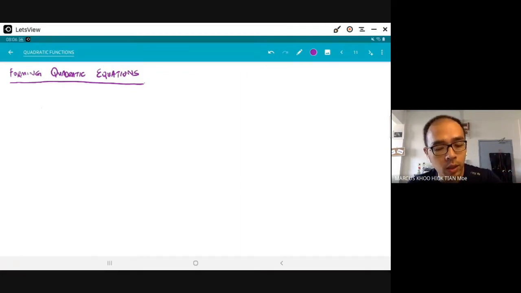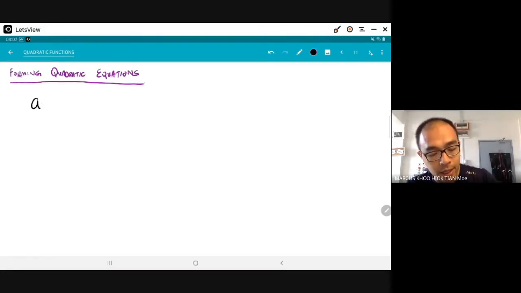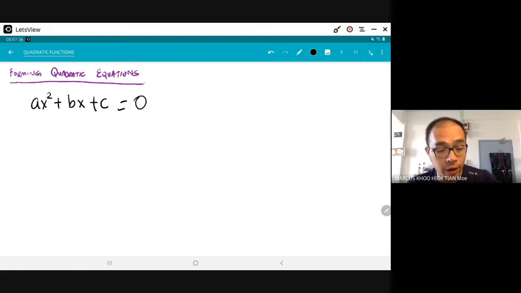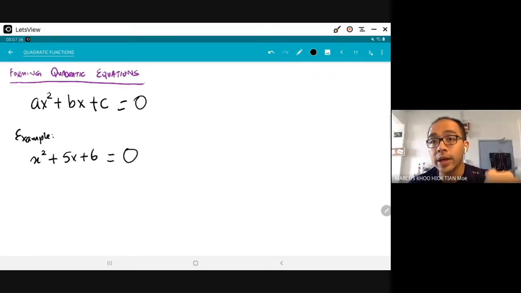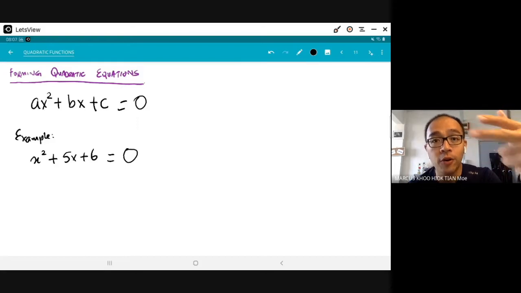We know that all quadratic equations have the form ax squared plus bx plus c equals 0. Say for example, if I give you this quadratic equation, x squared plus 5x plus 6 equals 0, you have three ways to solve it, either by using factorization, completing the square, or the formula.